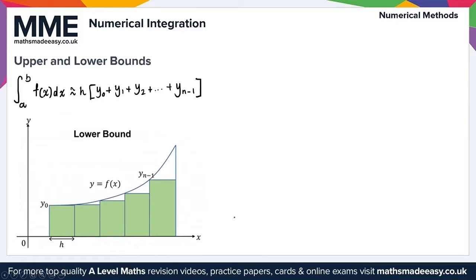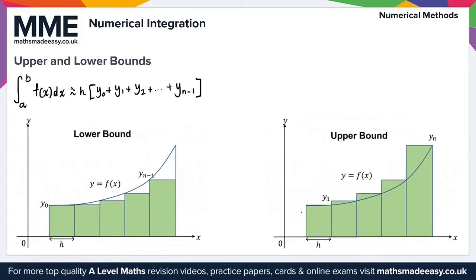Now the second bound is found by summing the areas of the rectangles which meet f of x with their right hand corner using the following formula. And again, before we give the formula here, let's just see what this looks like. And again, we obtain something that looks like this. And again, we can see here it's the right hand corner of each rectangle.